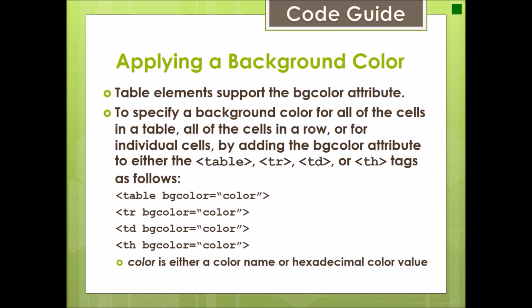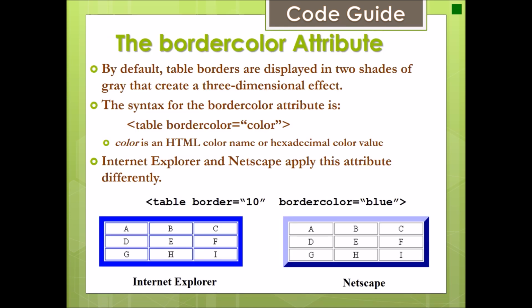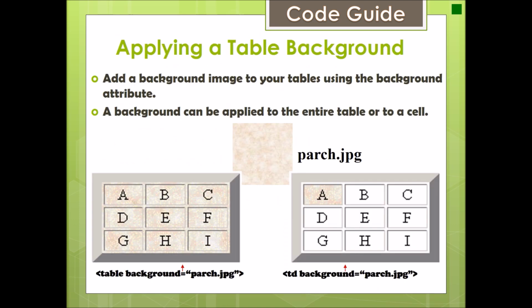Children, you can apply a background color to the table, and the table element supports bgcolor. To specify a background color, you can write bgcolor equal to color in double quotes. You can give a hexadecimal color value. Then specifying table, row and cell colors. Similarly, you can give this in TD or TR to specify the row or a column color. The bordercolor attribute is used to give color to the border of a table. Here you can give border equal to 10, which is the pixel width, and the bordercolor.